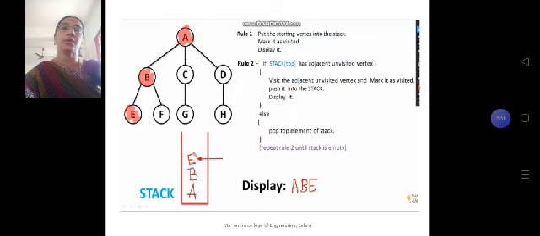Here is the depth first search algorithm. Rule 1: put the starting vertex onto the stack, mark it as visited, and display it. Rule 2: if the top of the stack has an adjacent unvisited vertex, visit that vertex, mark it as visited, and push it onto the stack. Else, pop the top element of the stack. Repeat rule 2 until the stack is empty. So that is the example of DFS.